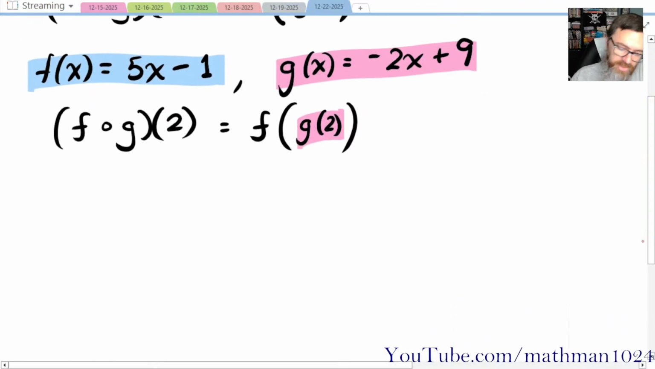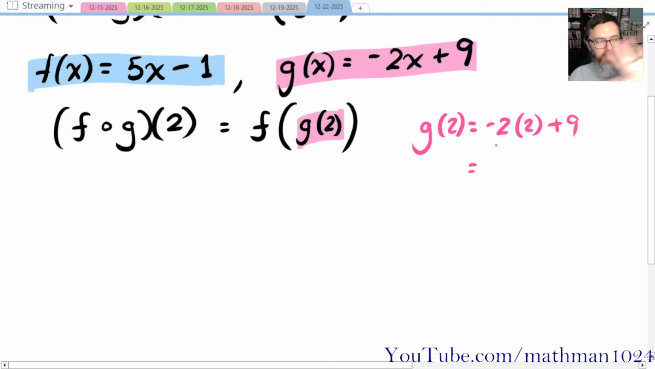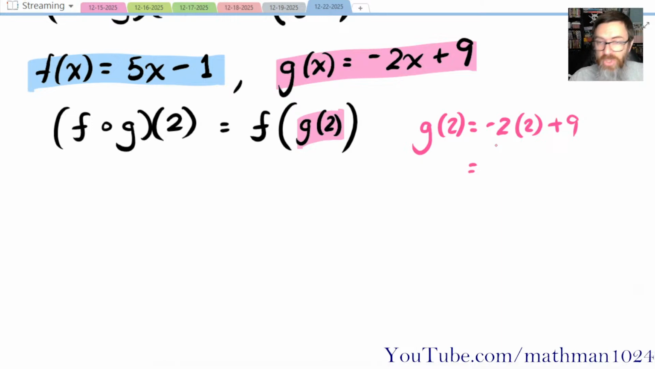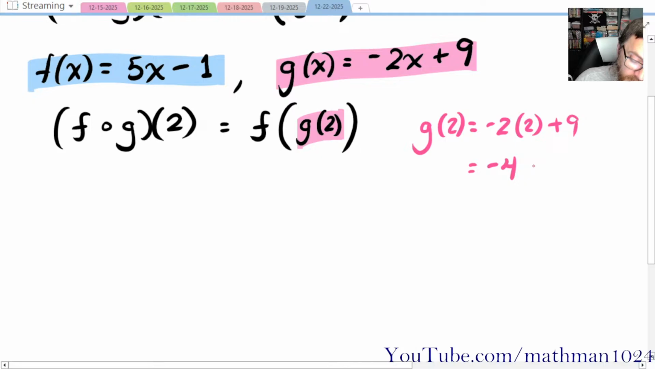All right, so let's do this. Off to the side, I'm going to figure out g of 2. So that's negative 2 times 2 plus 9. Again, this goes back to what we were seeing pages ago. Plug in the number, do the arithmetic. You are not solving. So you get negative 4 plus 9, and you get 5.